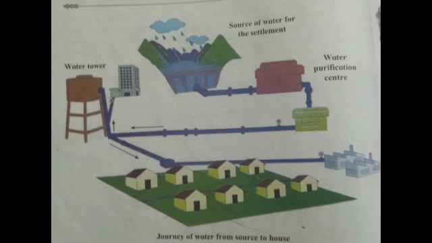And look at the water tower. From this water tower, the water is sent to the buildings and also to the houses in the villages and also to the factories. So in this way, the water comes from the reservoir to the houses and buildings. So this is a journey of water from the source to the houses.